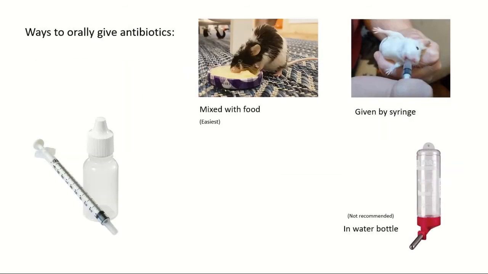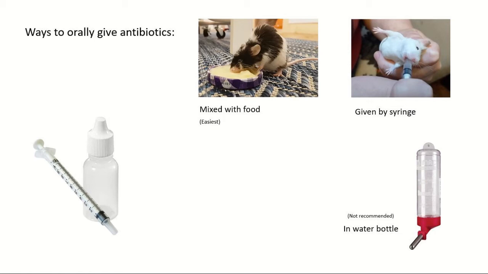There are three main ways you can administer antibiotics orally. The easiest I found was mixing it with food, because usually they'll eat it all themselves, and if you're unfamiliar with scruffing them and giving it by syringe, it's a lot less stressful for the mouse. If you can scruff them and give it to them through a syringe, props to you. I found that really difficult.